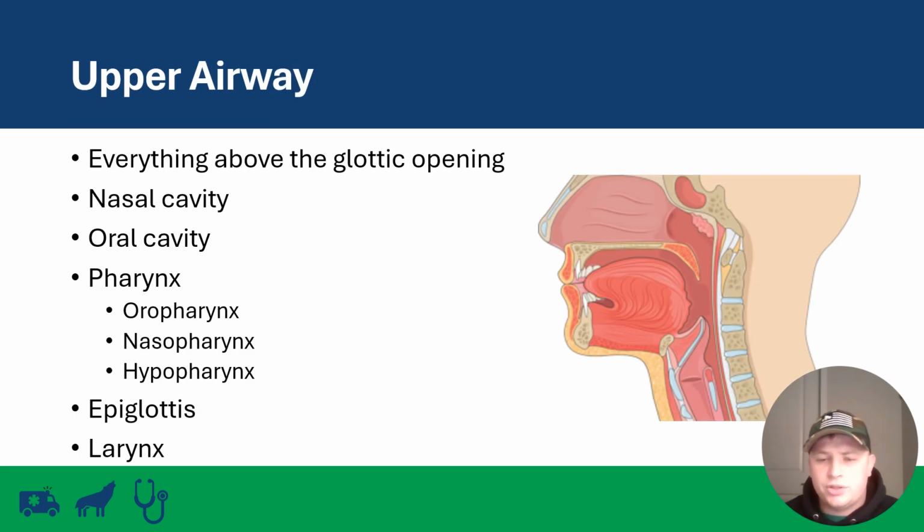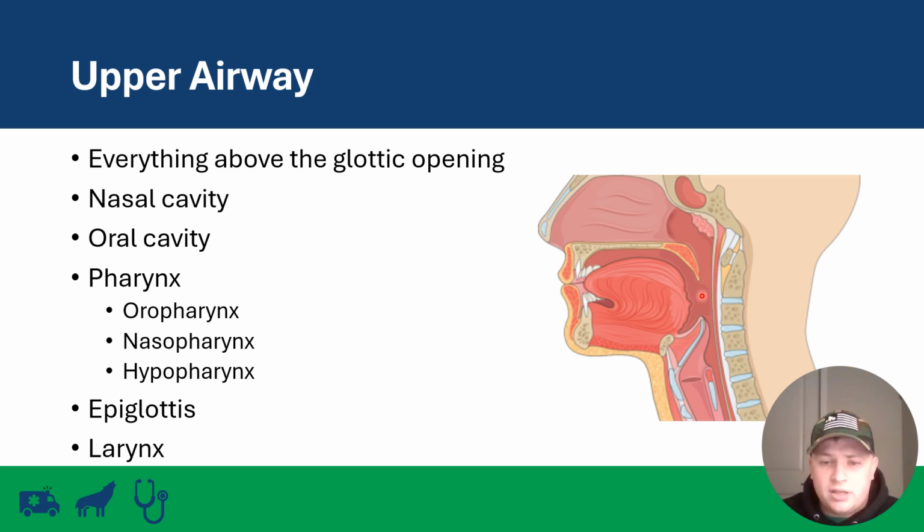So here are the structures of the upper airway. Remember, that's everything above the glottic opening, or above the opening into the trachea. We have our nasal cavity, and that's going to be kind of around here where my laser pointer is. We've got our oral cavity, which is just the inside of the mouth. Now, the oral cavity is dominated by the tongue. We'll see later that this causes a lot of airway obstruction.